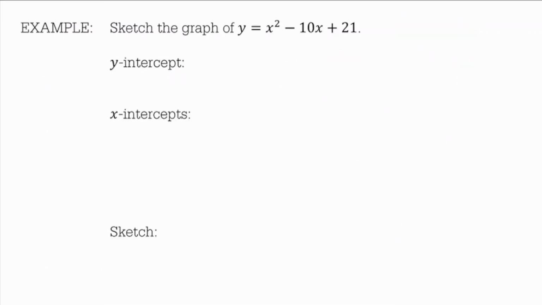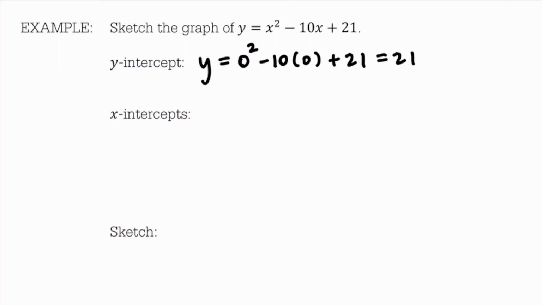All right, now next we're going to look at the graph of y equals x squared minus 10x plus 21. This is one that we're going to be able to factor, and that's for a good reason. I see where we're going with this. So the y-intercept happens where x equals 0. So y would equal 0 squared minus 10 times 0 plus 21. So that would be 21.